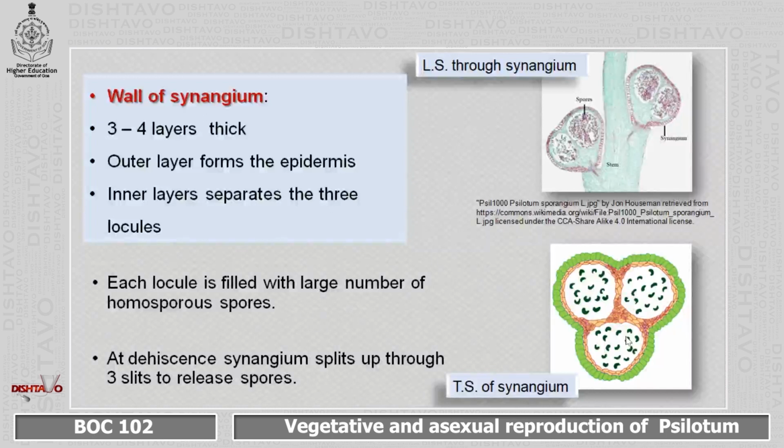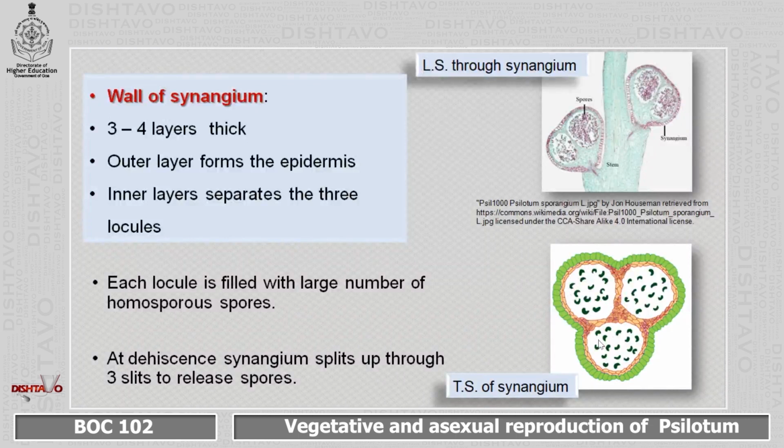Now let us look at the wall of the synangium. The wall of the synangium is made up of 3 to 4 layers of cells. The outer layer forms the epidermis. What is depicted in green here is the epidermal layer. The inner layer separates the 3 locules. You can see here these inner layers of the wall are separating the entire area into 3 chambers or 3 locules. Each locule is filled with a large number of homosporous spores. That is, the spores are all of one type. That's why they are called homosporous.